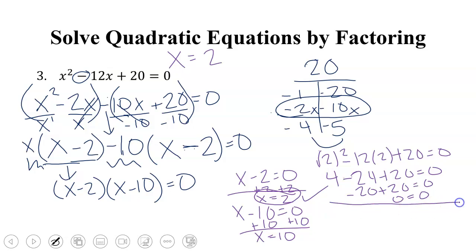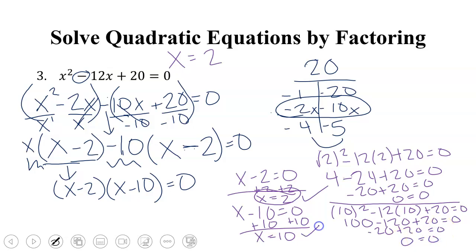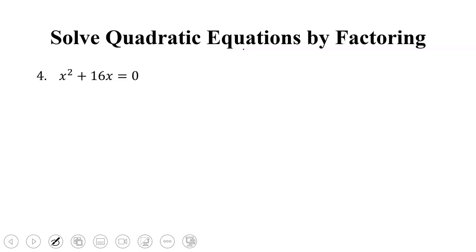So now let's try 10. So instead of x squared, put your 10. So 10 squared minus 12 times 10 plus 20 equals 0. 10 squared is 100 minus 120 plus 20 equals 0. 100 minus 120 is negative 20 plus 20. So 0 equals 0. So that is correct. So it's a 2-solution answer. 2 and 10 both factor. All right, the last problem.